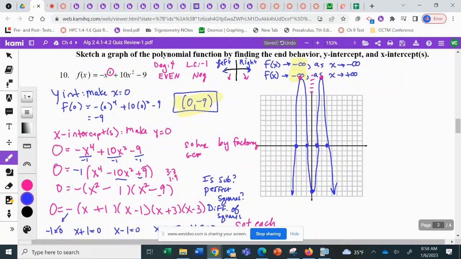Questions on this? So your goal is to be able to do as much as you can before you pull out your calculator, because that's going to help you towards the end of this chapter.